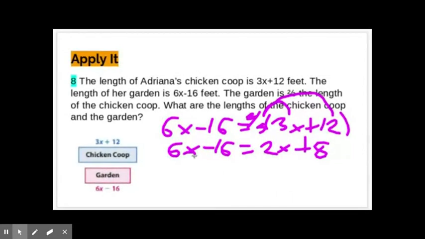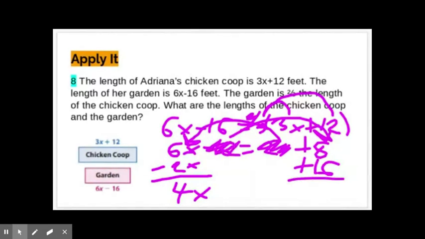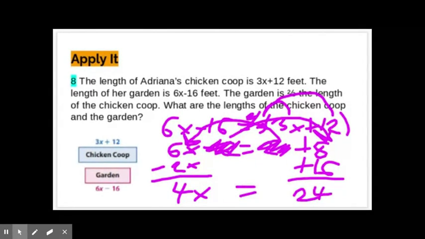From there, we do not have any like terms on the left-hand side, and we don't have any like terms on the right-hand side, so then we go to those inverse operations. We're going to move 2x over here. Then we'll move this negative 16 over here. Since we have positive 2x here, we need to do the opposite and subtract 2x over here, which will make this go away. So 6x minus 2x is 4x. And since we have a negative 16 over here, we need to do the opposite and add 16 over here, which will make this go away. So 8 plus 16 is equal to 24. We have 4x is equal to 24.